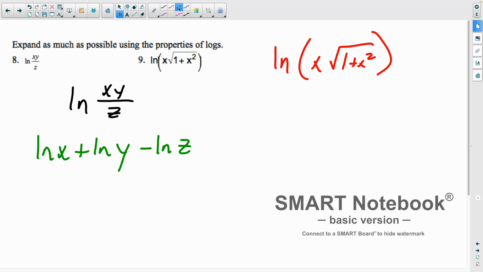All right. I have a multiplication right here. So I have multiplication there, so I know I can take that apart by using addition. So natural log of x plus natural log of square root of 1 plus x squared. So I kind of got that pieced apart a little bit. Any other thoughts on this one?